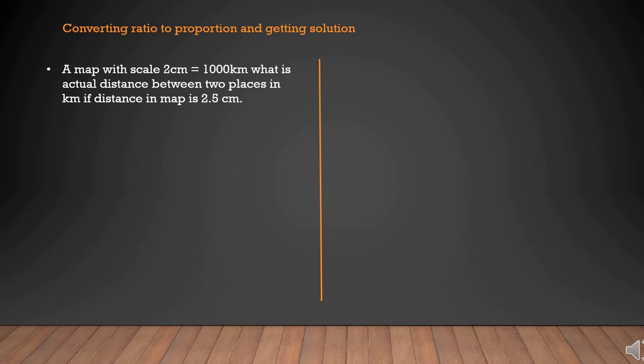First, let's understand this example of proportion. A map with the scale 2 cm is equal to 1000 km. What is the actual distance between two places in kilometer if the distance on the map is 2.5?